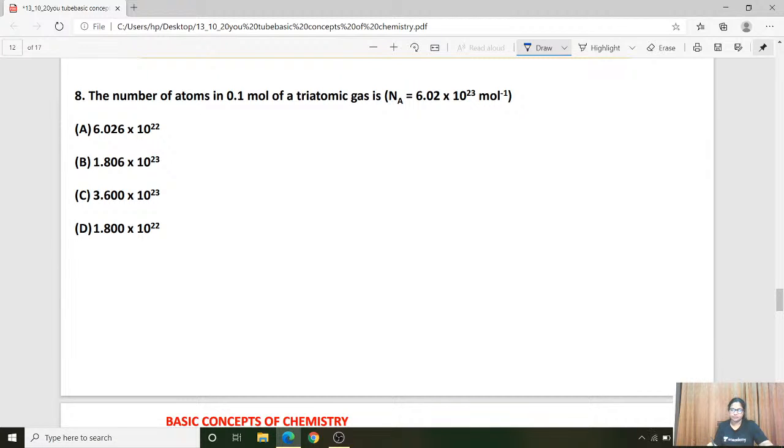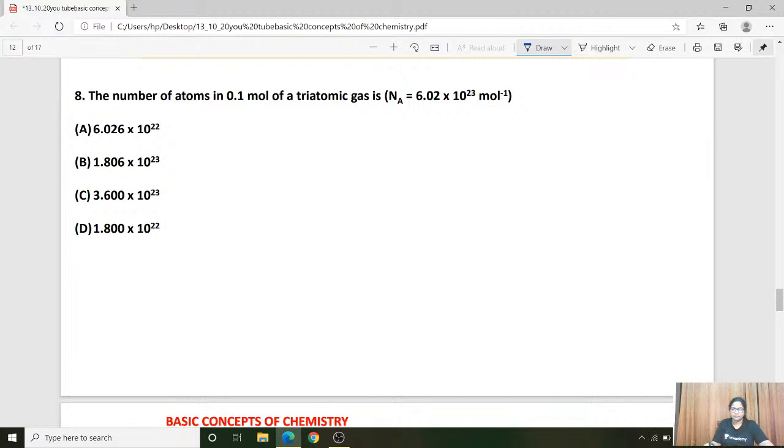We'll go to question number 8. The number of atoms in 0.1 mole of triatomic gas is? Students, let us try to find out the answer for this question. If you have some answer, you can write it in the comment box. All right, shall we solve the problem now? I hope you are also solving, students. The number of atoms in 0.1 mole of triatomic gas is? If you are solving the problem, you can write the answer.